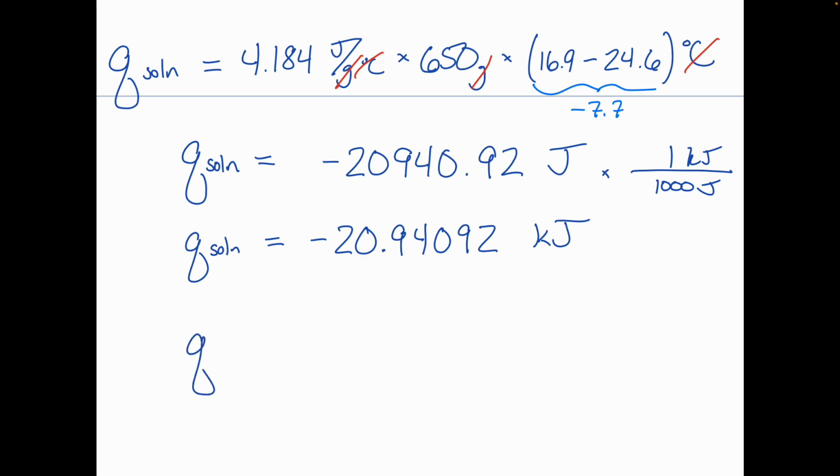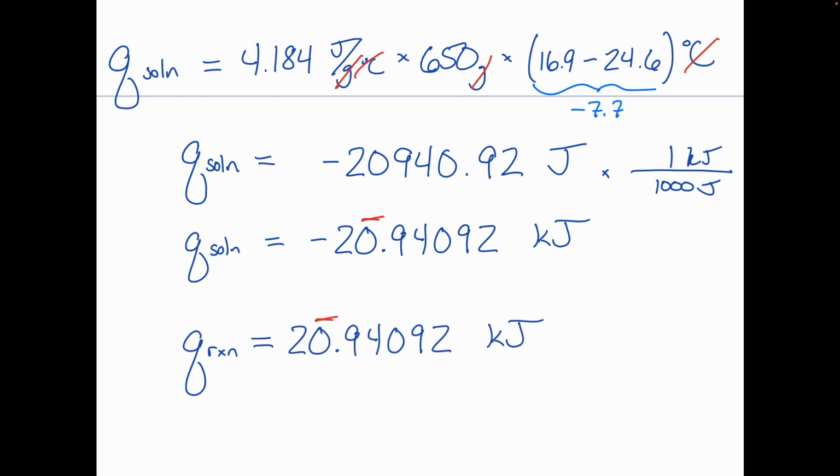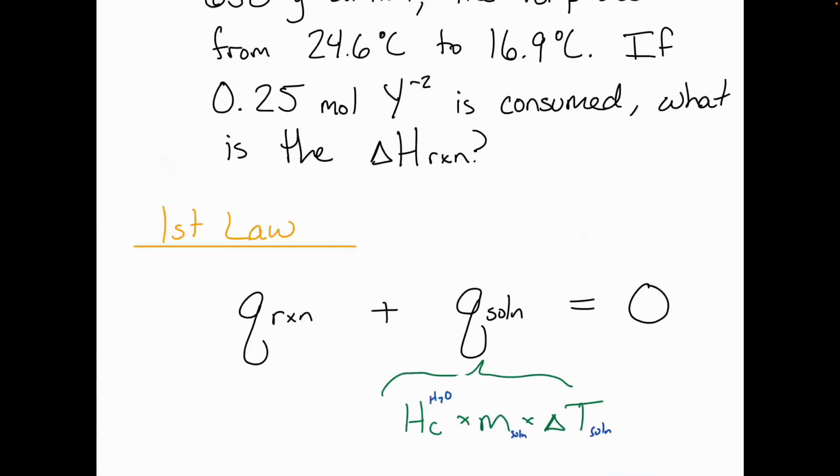Okay, cool. So then everybody take a second. If we have our Q solution, what's our Q reaction? Positive 20.9 with its 2 sig figs. Kilojoules. All right, so this is the amount of heat that reaction absorbed. When this precipitation reaction occurred, the temperature of that solution dropped. Where did that thermal energy go? Well, it went into helping carry that chemical reaction out.